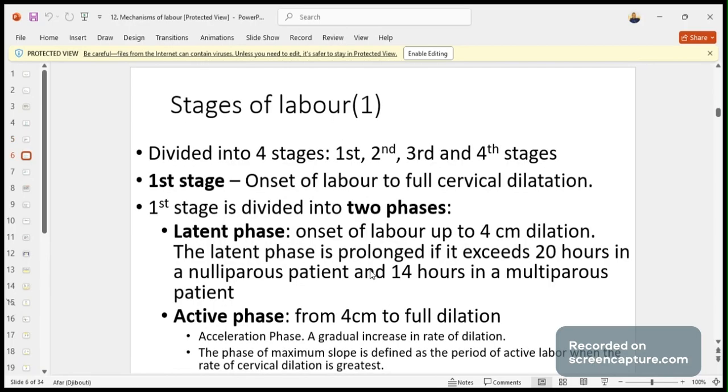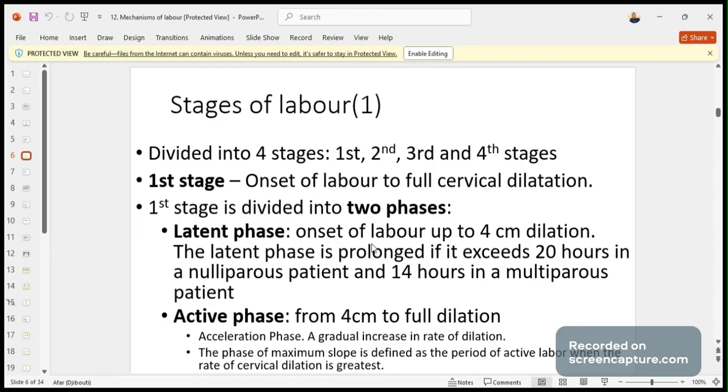So let's see the stages of labor. They're divided into four. We have stage one, two, three, four. So we're going to go through each of these stages. Okay, so the first stage is the onset of labor up to full cervical dilatation. The first stage is divided into two: you have the latent phase and the active phase. The latent phase is the onset of labor up to when the cervix is dilated to 4 centimeters.